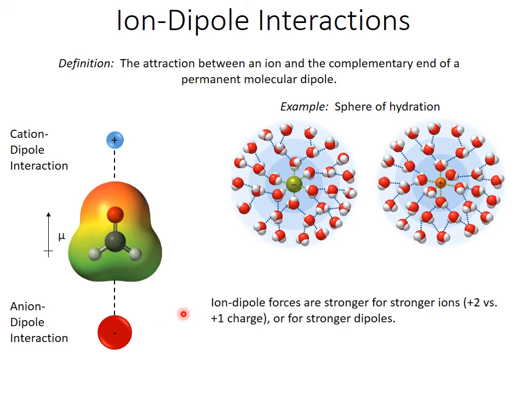Ion-dipole forces are stronger for stronger ions, for instance, a +2 charge versus a +1 charge, or for stronger dipoles. That's because the greater the difference there is between the electrostatic charges, the stronger the interaction is between them.